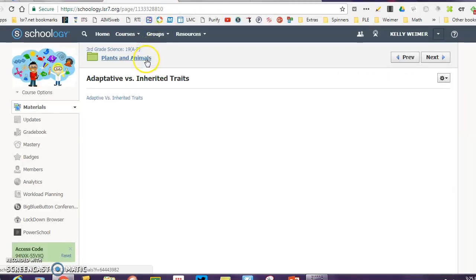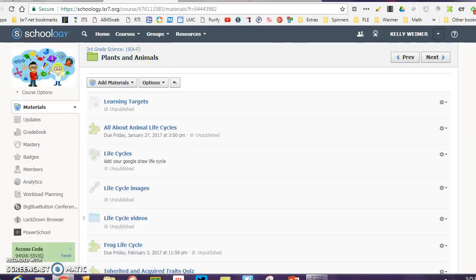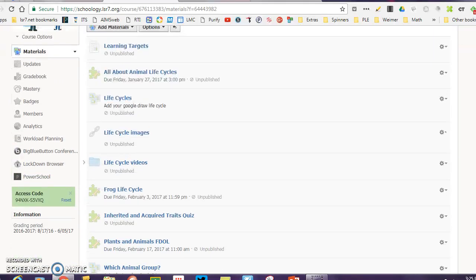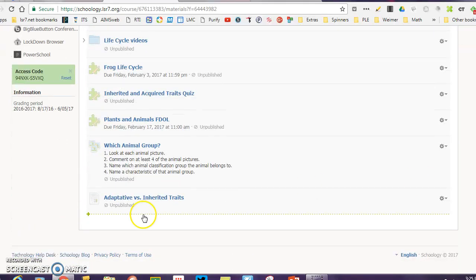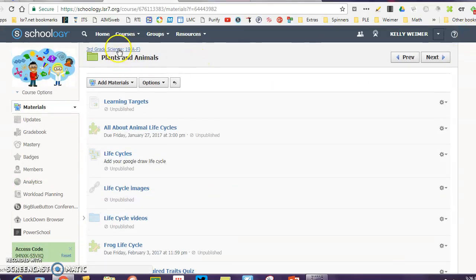So those are my 5 projects. This adaptive and inherited traits follows along with the objective that students need to be able to categorize and sort adaptive and inherited traits from the parents. This was a Padlet, and then I also have my media album. And then if I go back, that's 2.